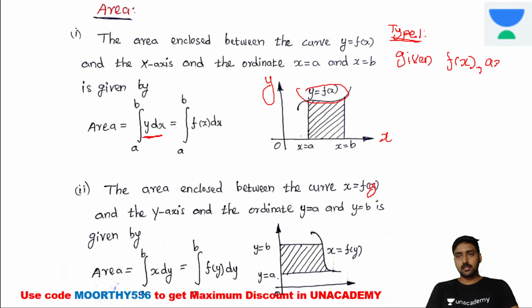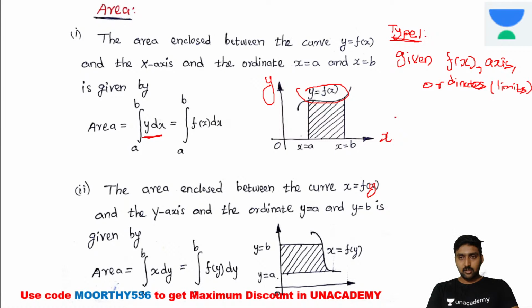Then axis as well as ordinates, that is coordinates, right? The limits, that is called as axis limits. It's the first type. So what we need to do, directly we need to substitute the limits into the integration, integral of a to b f of x into dx. So directly we are substituting the value.